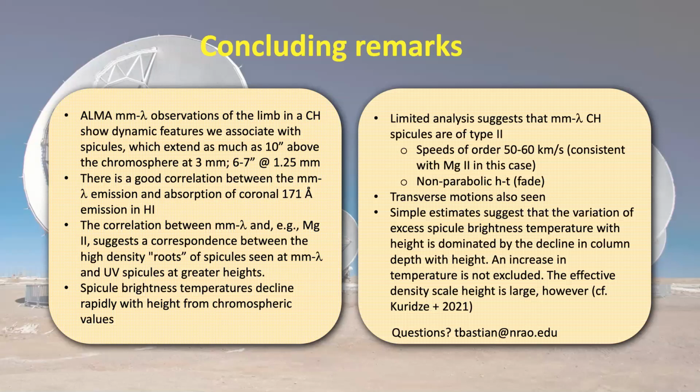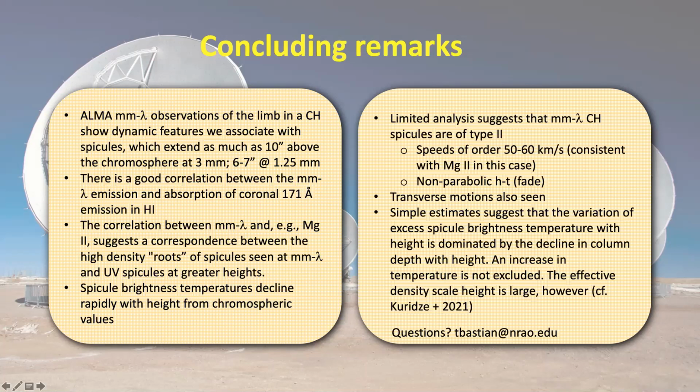The spicule brightness temperatures decline rapidly with height from chromospheric values. Limited analysis suggests that millimeter wavelength coronal hole spicules are of type 2, speeds of order 50, 60 kilometers per second. Non-parabolic, we don't see a fade, but that may be due to confusion with other spicules. Transverse motions are also seen. Simple estimates suggest that variation of excess spicule brightness is dominated by the decline in column density. We are not terribly sensitive to effective temperature. It goes as the square root of temperature.